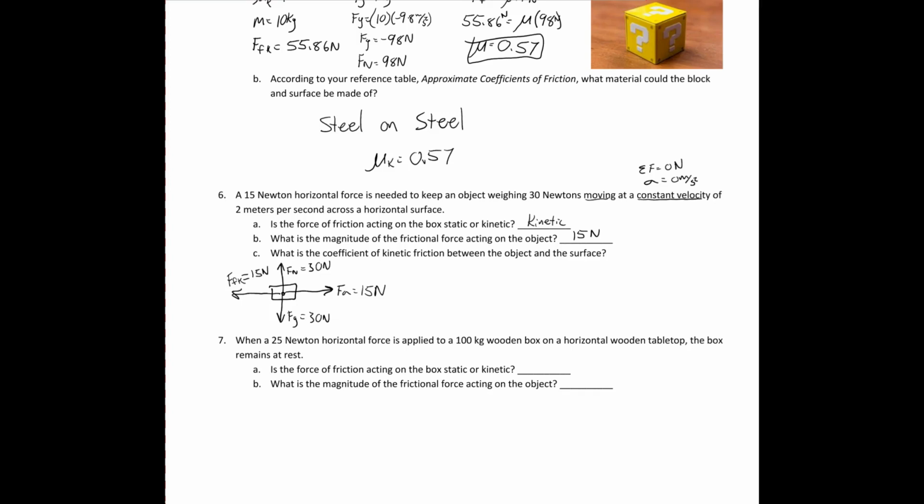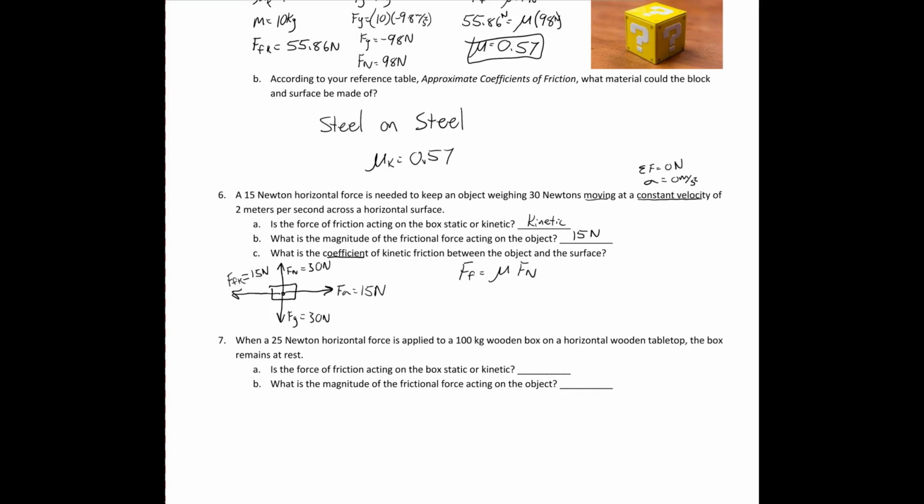For C, it says, what is the coefficient of kinetic friction between the object and the surface? They don't tell you what type of material it is, wood, steel, copper. But again, they tell you enough information to calculate the coefficient. So we're looking for the coefficient. Let's just use the frictional formula. Ff is equal to mu Fn.